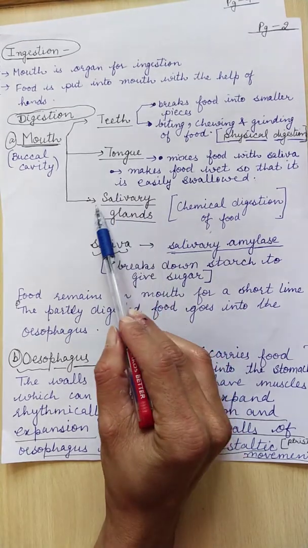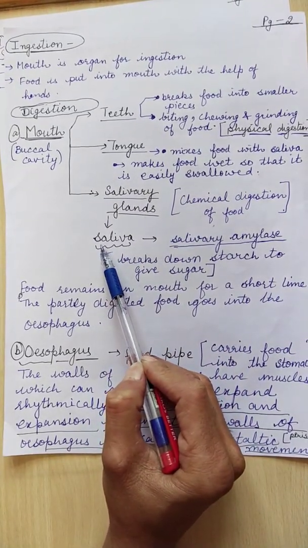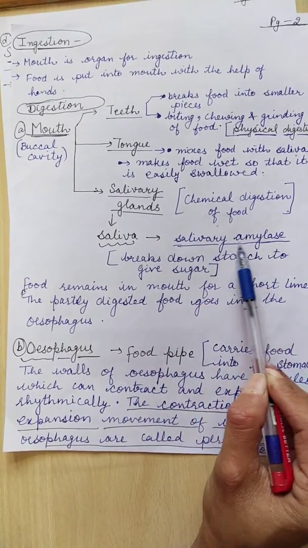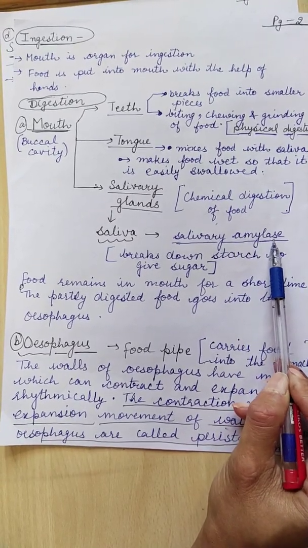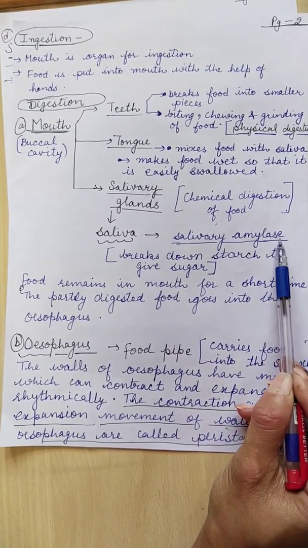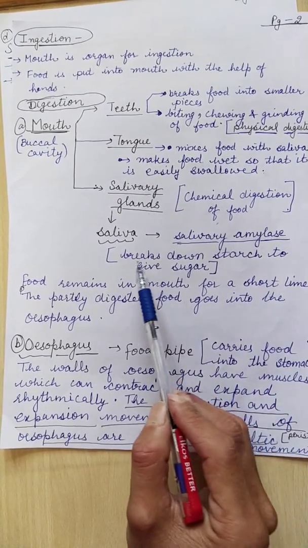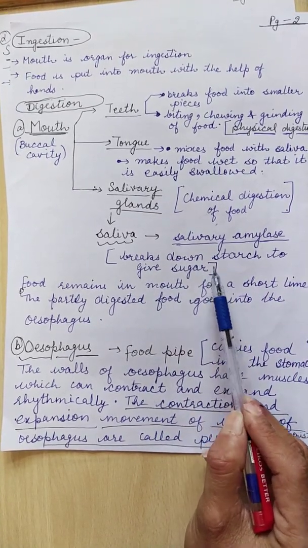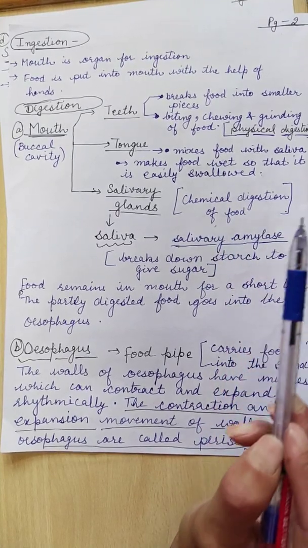Then comes the salivary glands. These salivary glands produce saliva. Saliva contains an enzyme called salivary amylase. This is very important because it begins the digestion of carbohydrates or starch. It starts breaking down starch to give sugar. This is also known as chemical digestion of food.